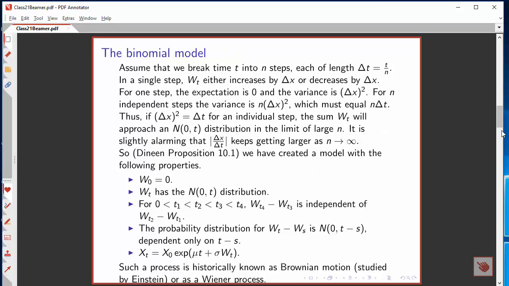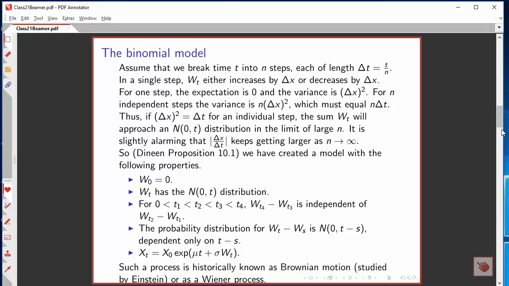Now you've already seen the binomial model. We'll achieve our n steps today, and I'm going to use little n because I want to use capital N today to symbolize the normal distribution. I'm going to break up a time interval t into n steps, and the length of each of those, t over n, I will denote by delta t. In one of these steps, w sub t either goes up by some amount delta x or decreases by delta x.